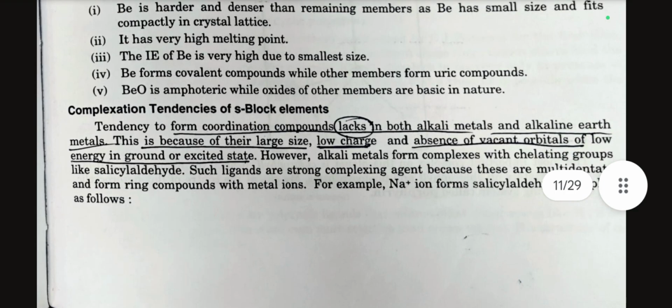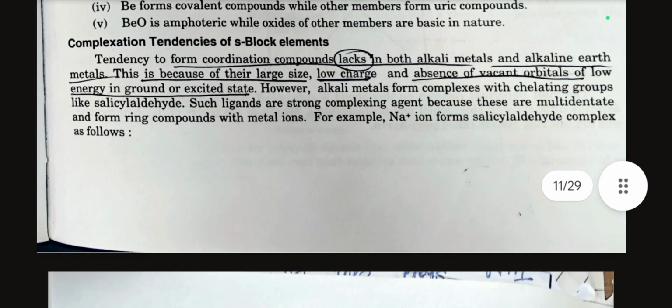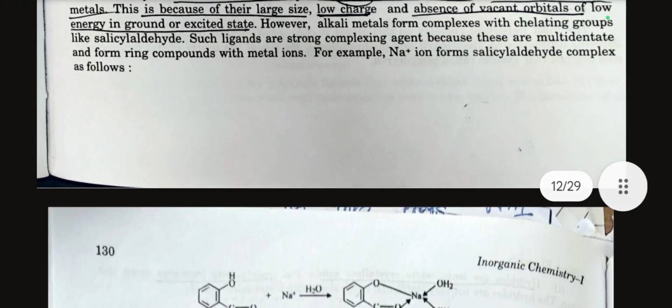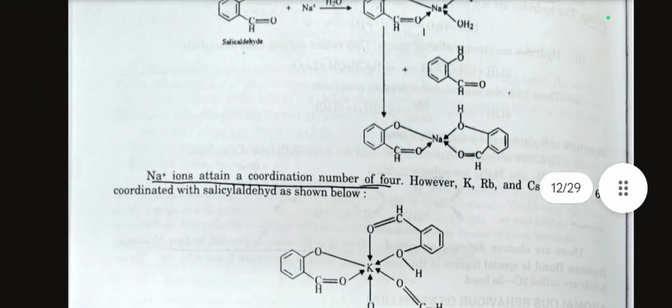Complexing tendencies of s block elements. The tendency to form coordinate compounds is lacking in both alkali and alkaline earth metals. This is because of the large size, low charge and absence of vacant orbitals of low energy in ground or excited state. However, alkali metals form complexes with chelating groups like salicylaldehyde, halide. Such ligands are strong complexing agents because these are multidentate and form ring compounds with metal ions. For example, Na+ forms a salicylaldehyde complex. Na+ ions set in a coordination number of 4. However, potassium, rubidium, cesium can form 6 coordinated complexes with salicylaldehyde.